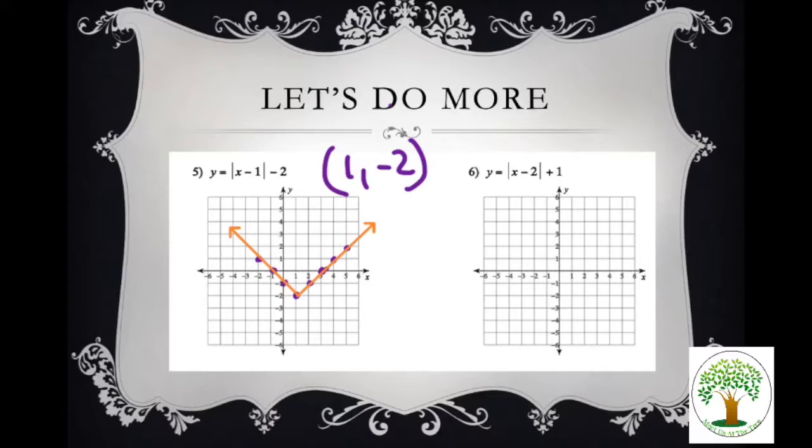This one has a vertex. We take the opposite of that, so it's 2. And we take the same as that, which is 1. So 2, 1's right there. And we're going to come up 1 and over 1. We always come up 1 and over 1 as long as the number in front right there is an invisible 1. All right, let's do some more.